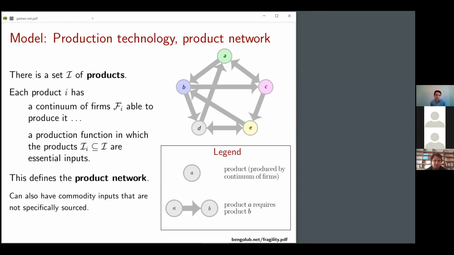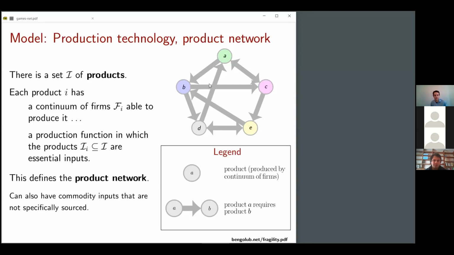Or you can think about it as different kinds of services or processes that are performed within an economy. Each product has a continuum of firms that are able to produce it. And the production function of A, let's say, takes everything that A points to, so in this case, B and C, as essential inputs. So you can't make any A product without B and C product. So this arrow means A depends on B. So this is a directed graph called the product network.